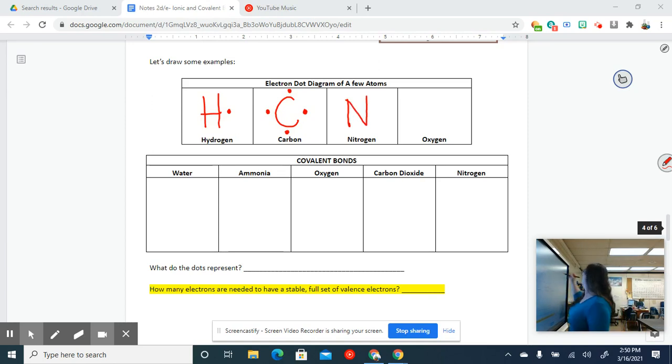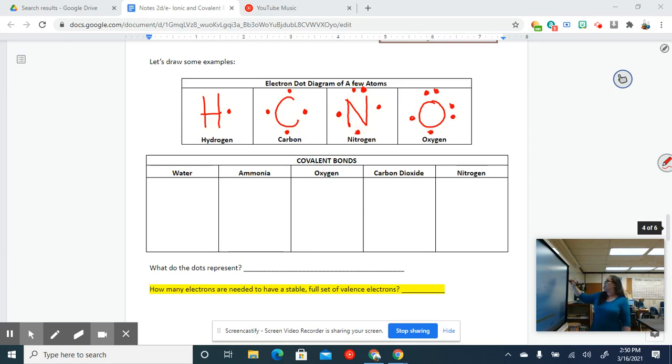Nitrogen is in family 15, so it has 5 valence electrons. So we start by scattering 1 around each, just like on the carbon, and then the second one goes next to the one on the top where you started. And then oxygen is in family 16, so it gets 6. 1, 2, 3, 4, and then 5 and 6.